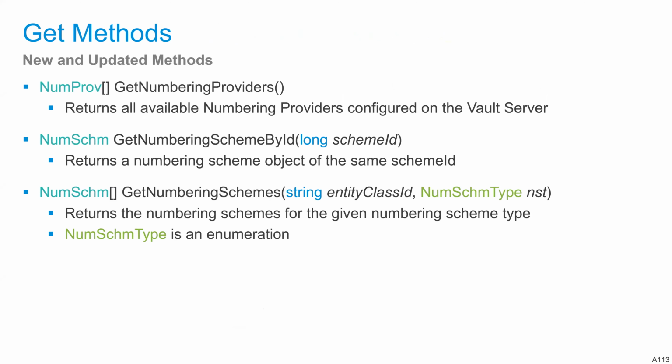So moving on, we have these new methods here. These are our get methods. So you can get the numbering providers, which will just return an array of all the numbering providers currently configured. We have get numbering scheme by ID, which returns a matching numbering scheme object. And we have get numbering schemes, where you can pass in an entity class ID and the numbering scheme type, and it returns an array of all matching numbering scheme objects.